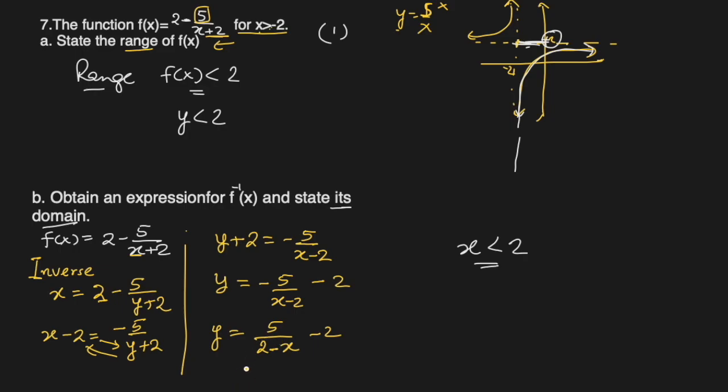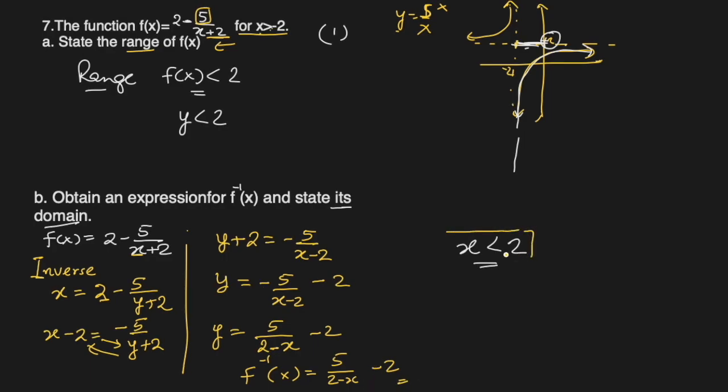And this is our inverse. F inverse x is 5 over 2 minus x, minus 2. And the domain we had already decided to be x less than 2, and that makes sense, because 2 will be the asymptote here.